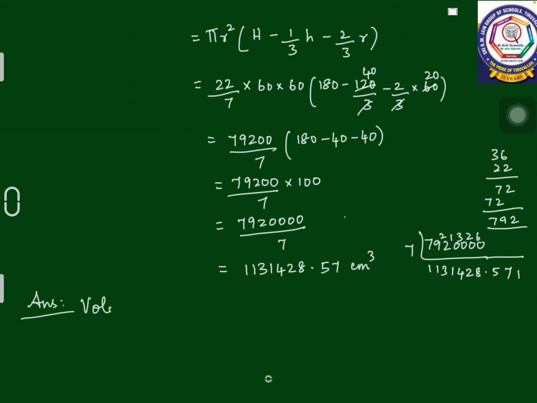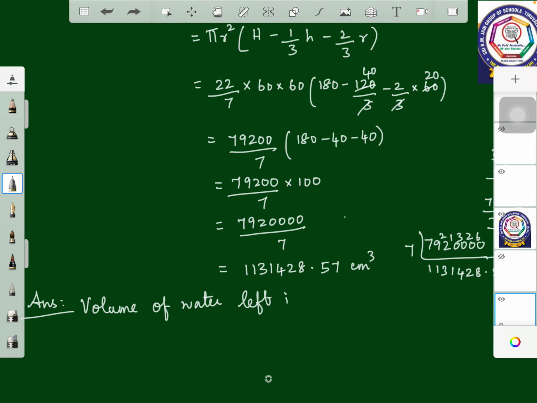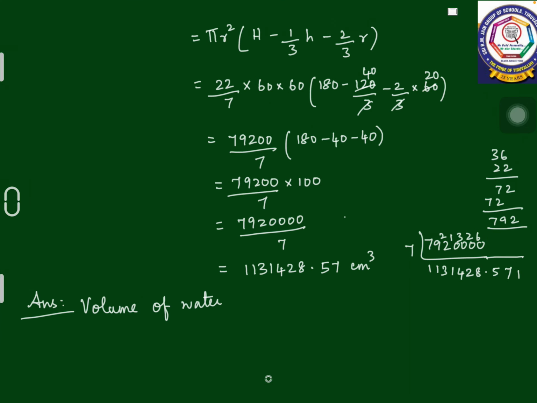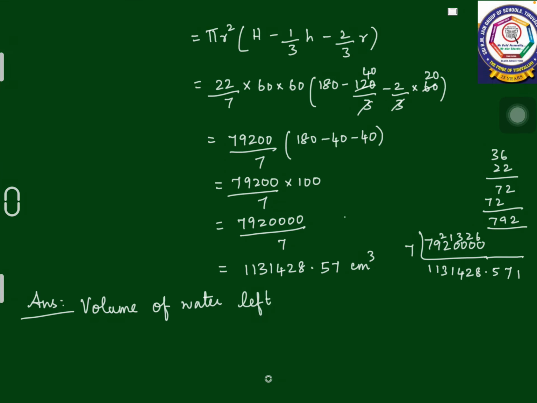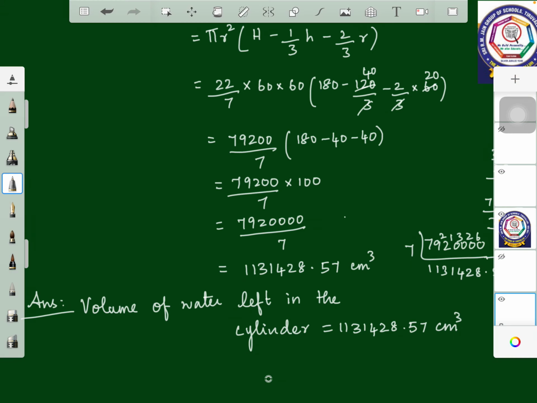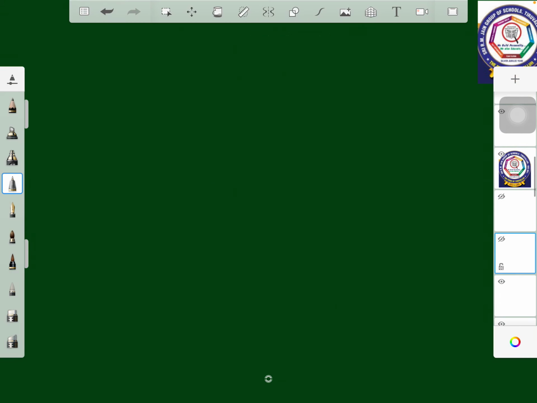So volume of water left in the cylinder is equal to 11,31,428.57 centimeter cube. You should be thorough with the tables when you do these type of problems, right?